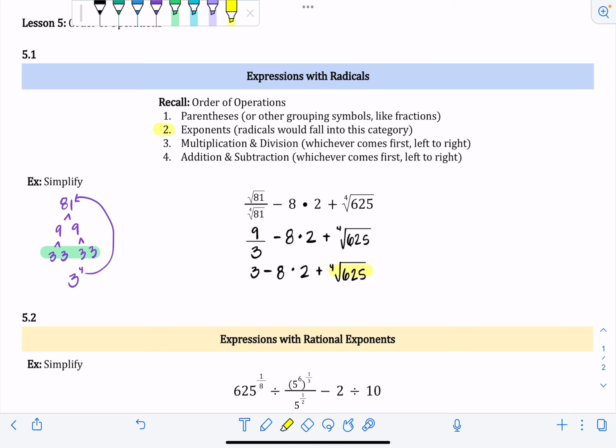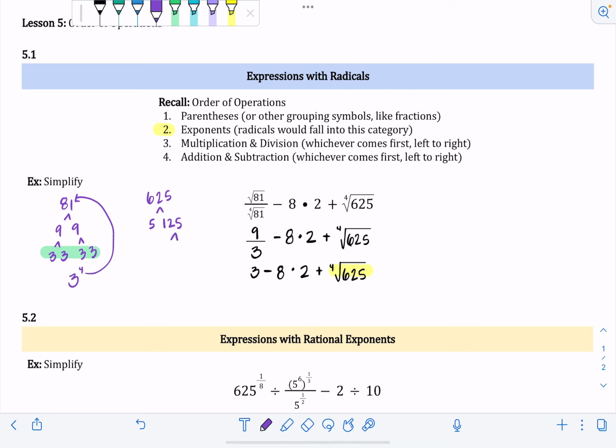You may not know that off the top of your head, but you can definitely make a factor tree for it. So I'm going to do 625. And then any number that ends in 5 is divisible by 5. So if I do 625 divided by 5, and you can use a calculator if you want, you get 125. So that means I can do 5 and 125 as two factors of 625. And the 5, we would stop there because it's prime.